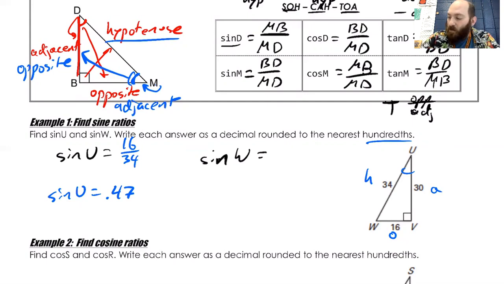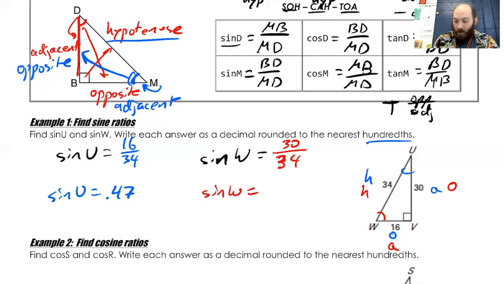But now when I do W as a reference, if I look at sine, opposite for W is this one, adjacent is this one, and this is still the hypotenuse. That did not change. So sine of W is going to be opposite, which is 30 over 34. So sine W will equal 30 divided by 34, which gives me 0.88.